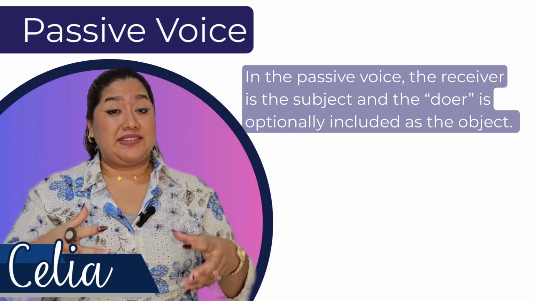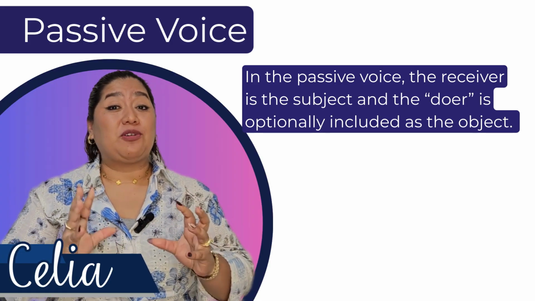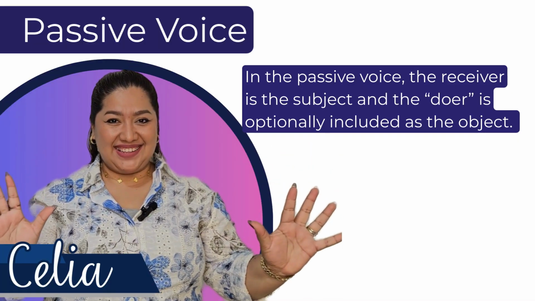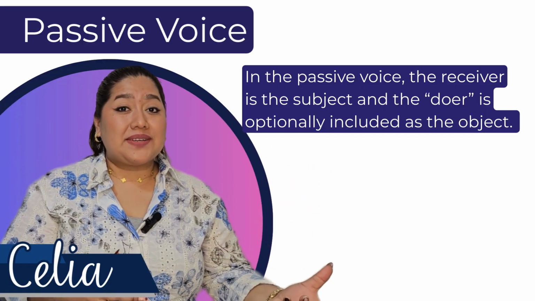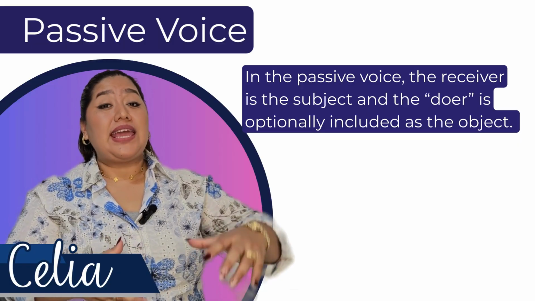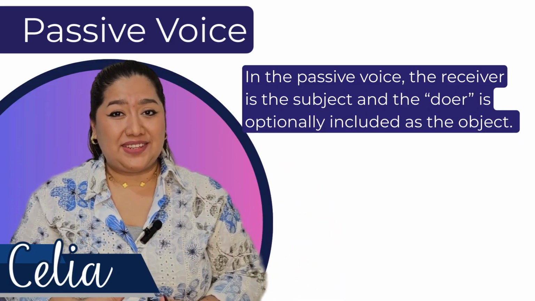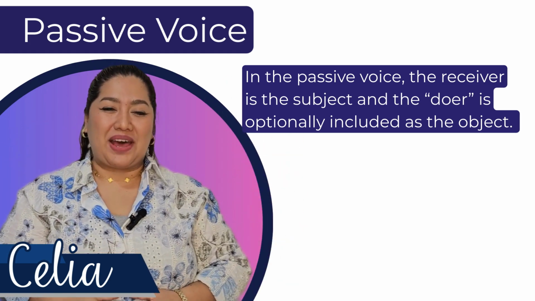You know that passive voice is used when the receiver now becomes the star in a sentence, and in this case the doer sometimes is not that important and can be included in this case as the object of the sentence. So we're going to change roles when we use the passive voice.